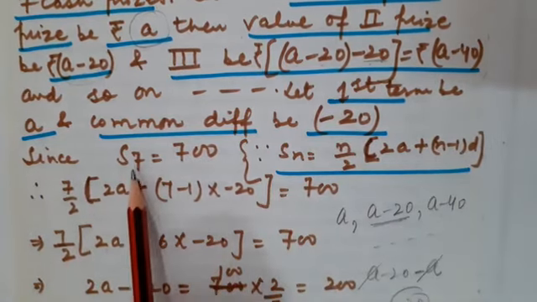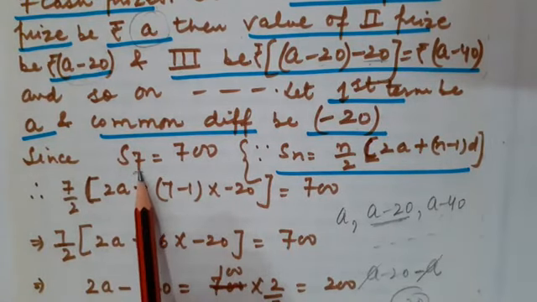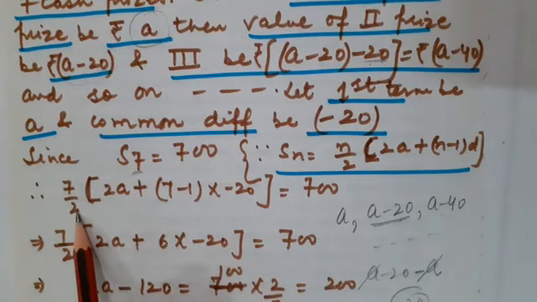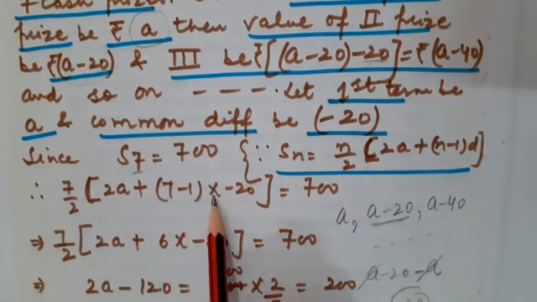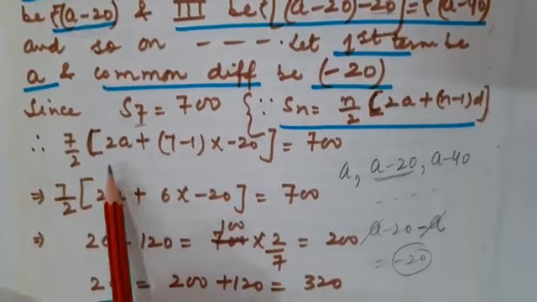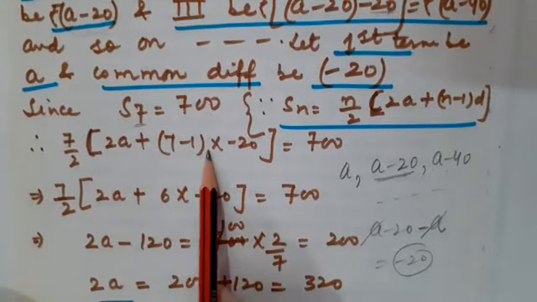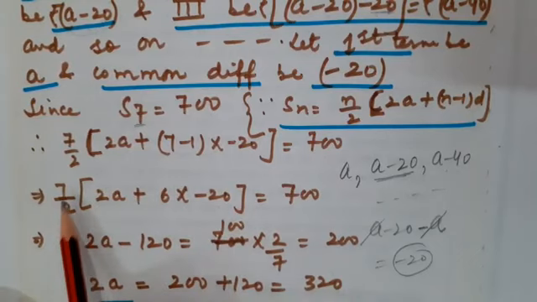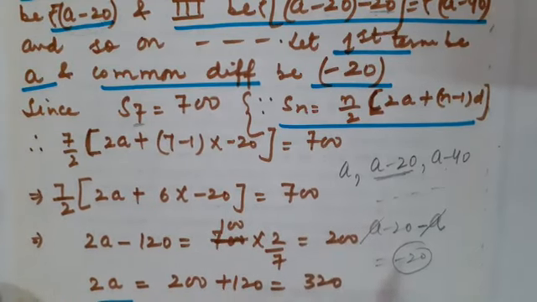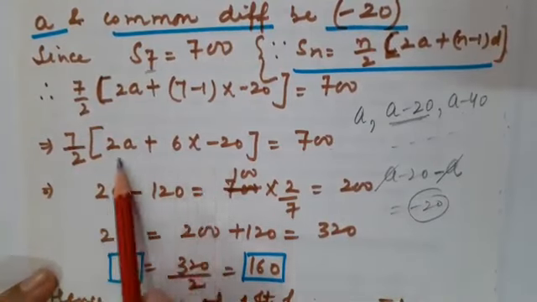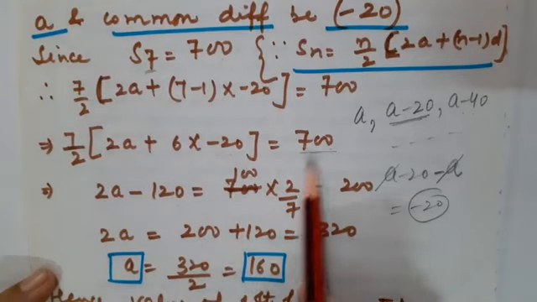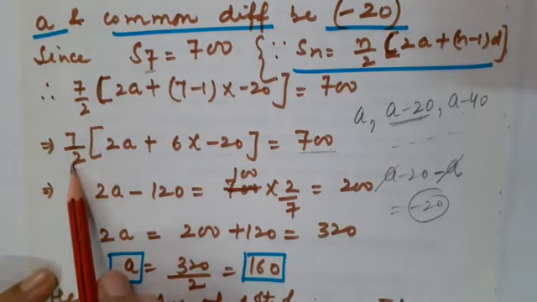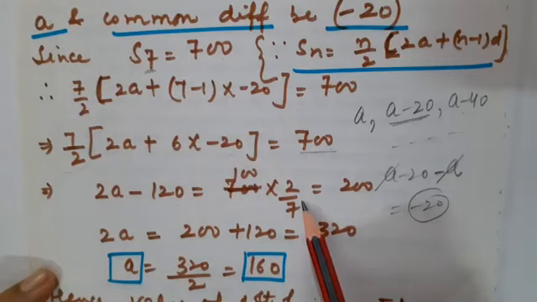Correct? So apply it. Here at place of n I am going to insert 7. It would become 7 upon 2 into 2a plus n minus 1, means 7 minus 1, into common difference minus 20, is equal to 700. So it would become 2a plus 6 into minus 20 into 7 upon 2 is equal to 700. Fine, student. So let us simplify this bracket first. It would be 2a minus 120 is equal to 700, here 7 by 2 is multiplying, will be divided on the next time on right hand side.